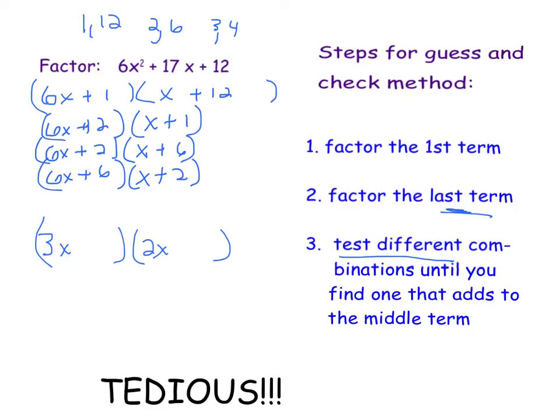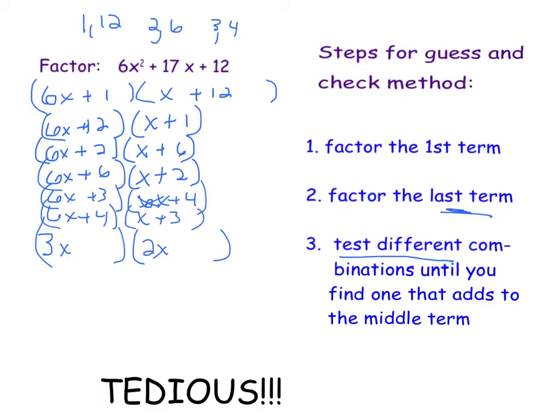And 1 times 12 is 12, 12 times 1 is 12, 2 times 6 is 12, 6 times 2 is 12, and then we can match up the last, the 3 and the 4. So we could have 6x plus 3 times 6x plus 4, 6x plus 4 times, oops, this was supposed to be an x plus 3.